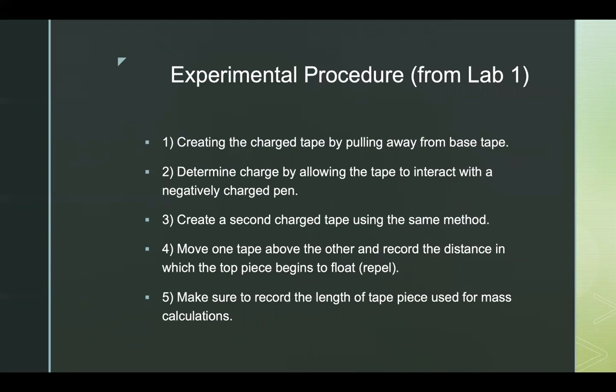So the experimental procedure is also the same as Lab 1. We create the charge tape by pulling away from the base tape. Next, we determine charge by allowing the tape to interact with a negatively charged pen. We create a second charge tape using the same method, move one tape above the other, and record the distance in which the top piece begins to float, and then make sure to record the length of tape piece used for mass calculations.